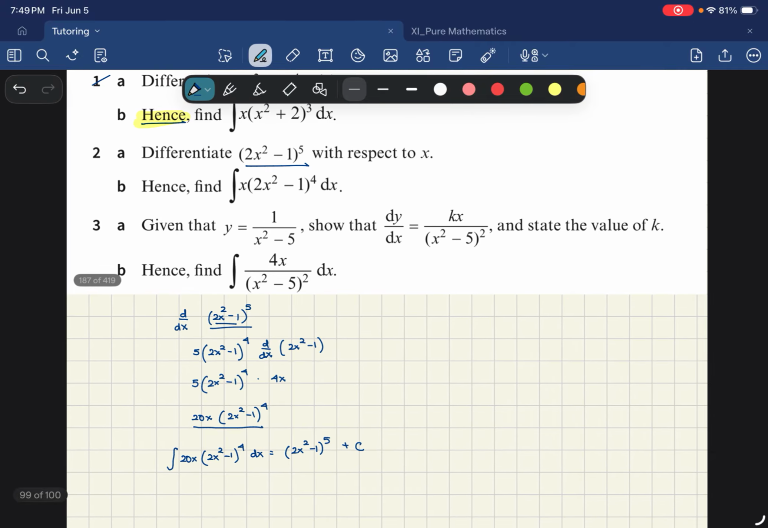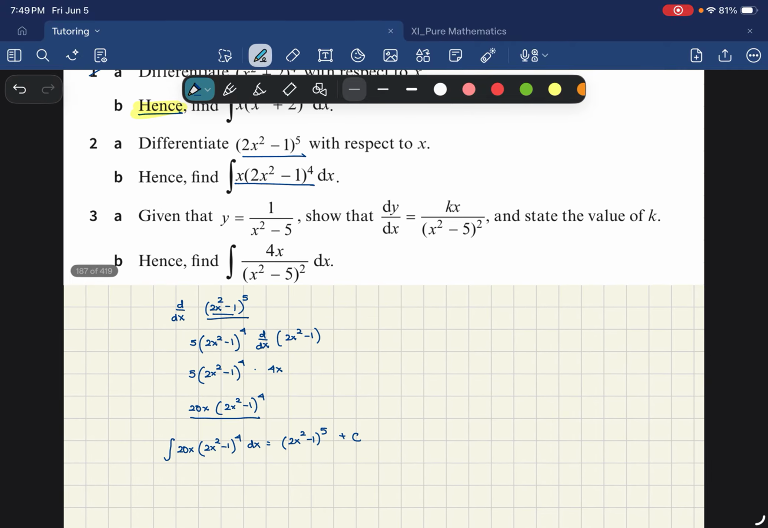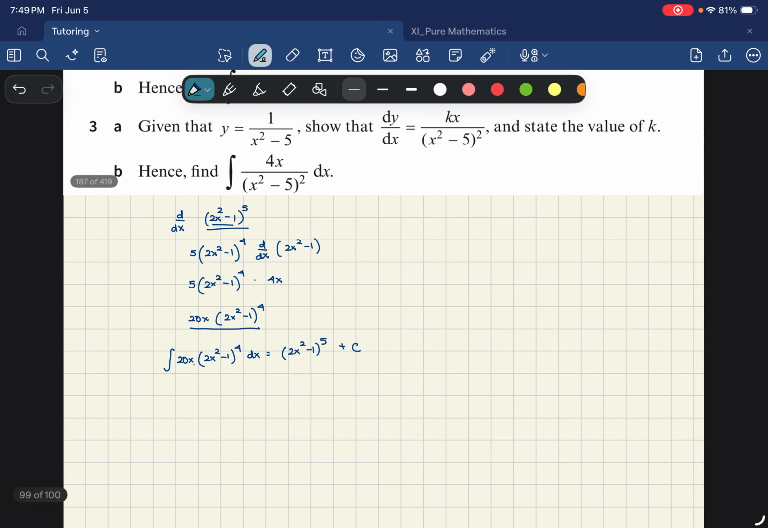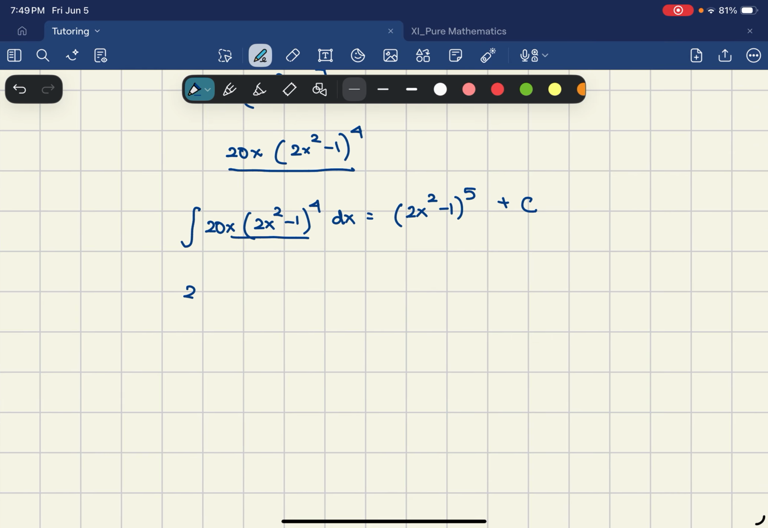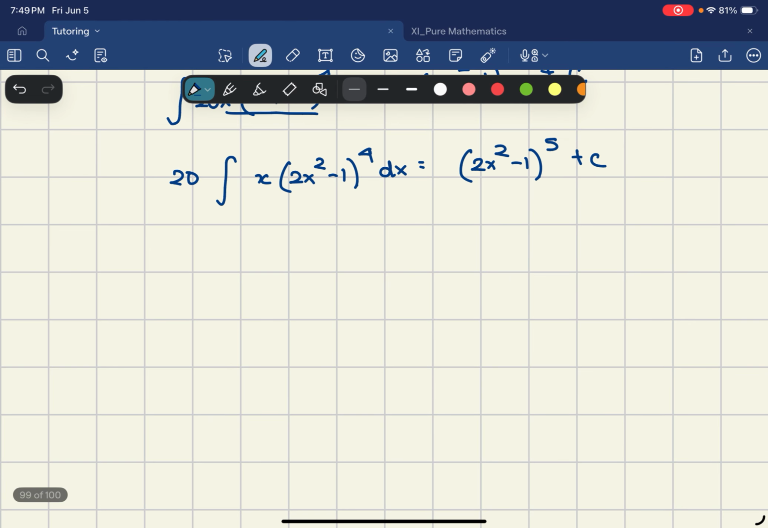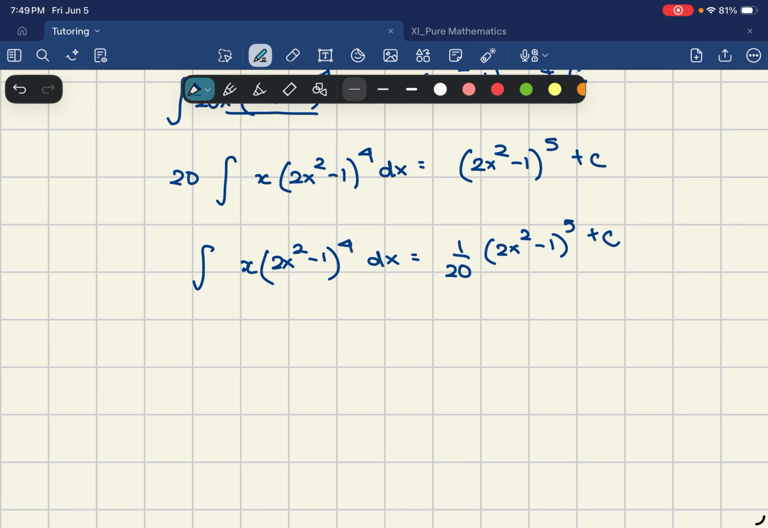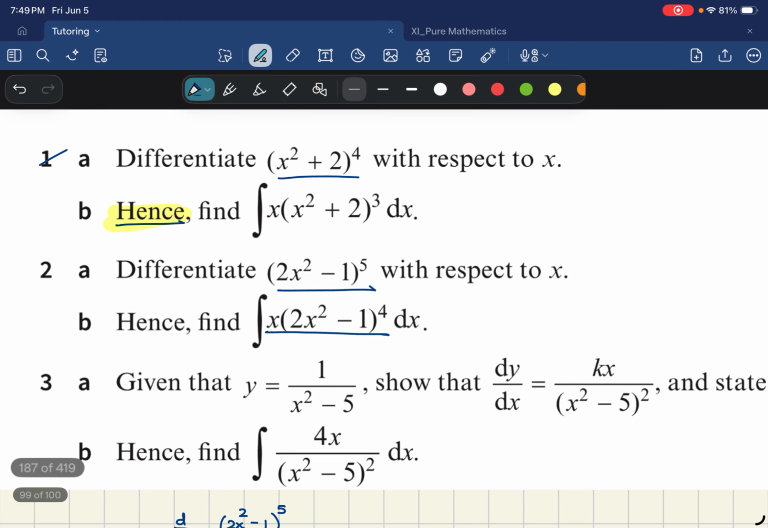All right, so now, hence find this expression. And I have that expression here. It's just multiplied by 20, right? So I can factor this 20 out of the integration sign. And I can divide by 20 on both sides. And if I divide by 20, my final answer is going to look like this. And that is it. So I'm done with question 2.